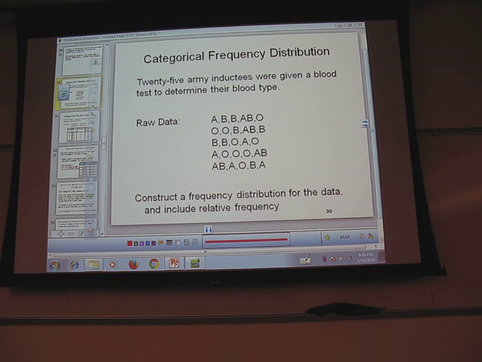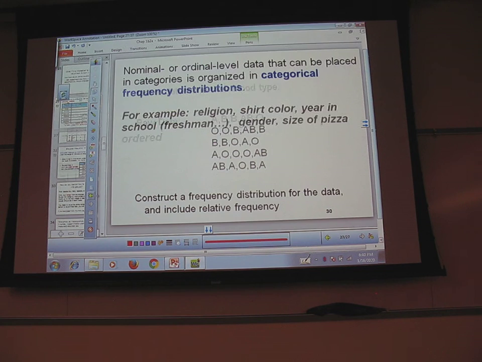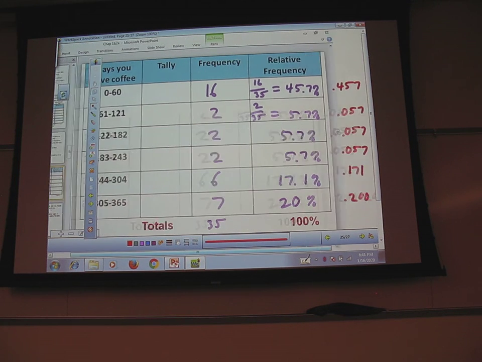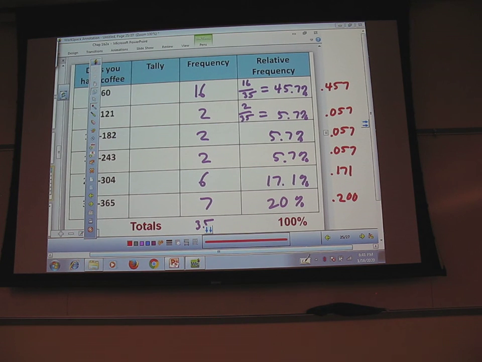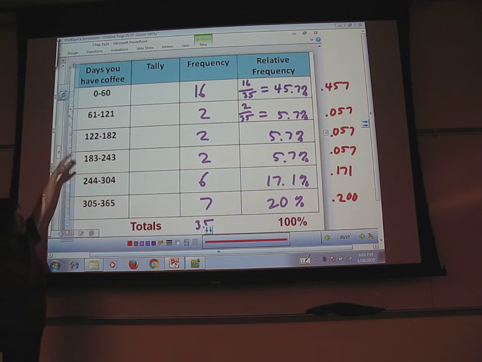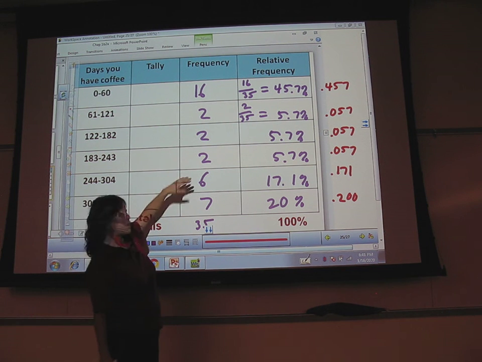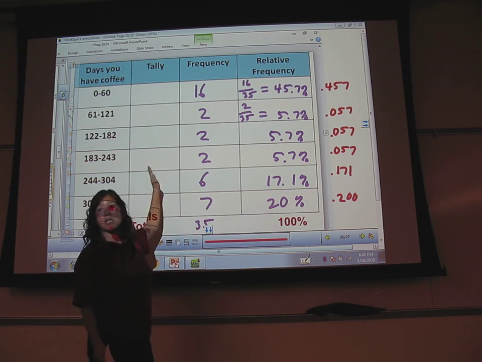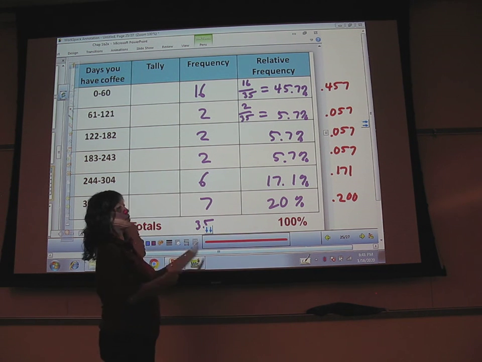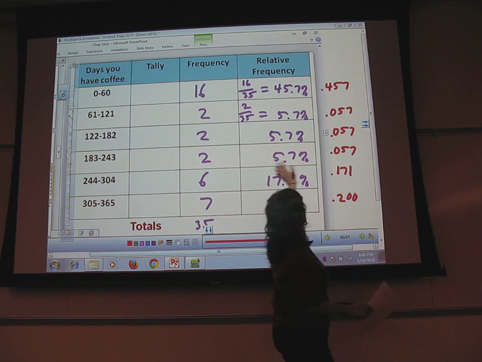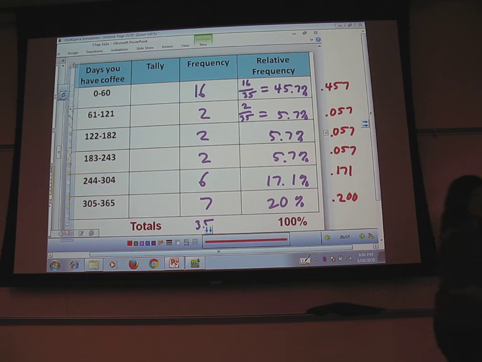So I'll flash back up this so you can see what it sort of looks like. You can include the tally or not include the tally, I don't care, but you need to have your classes, right? What different possibilities you can have. And then you need to have your frequency. You can have a tally if you want. It's optional. These are the same thing. This is just it expressed as tally marks, and this is it expressed as a number. And then the relative frequency, either in decimal or percent, either one.